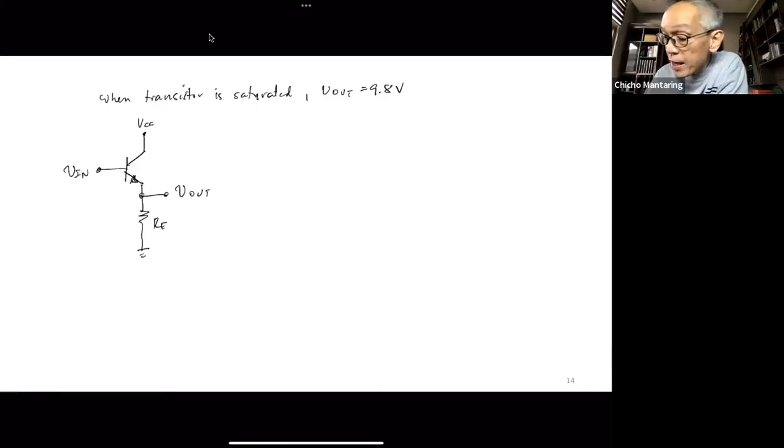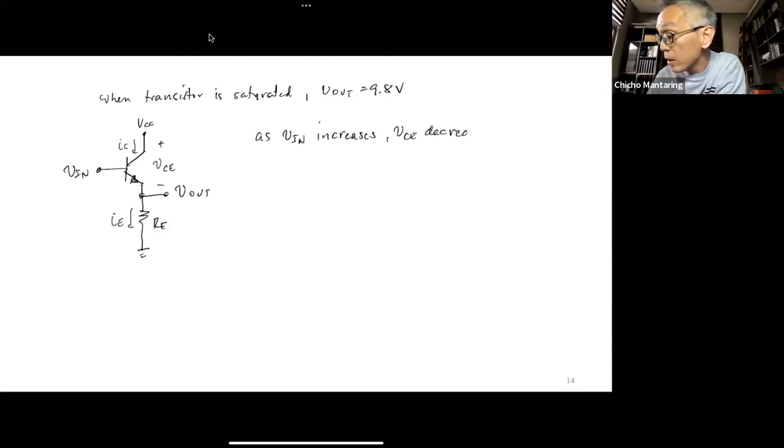As V in increases, V out increases. As V in increases, the value of IC increases, so the value of IE also increases. When IE is large, the voltage across RE is large, so V out increases. When V out increases, what does that mean? This VCE decreases. So as V in increases, VCE decreases.